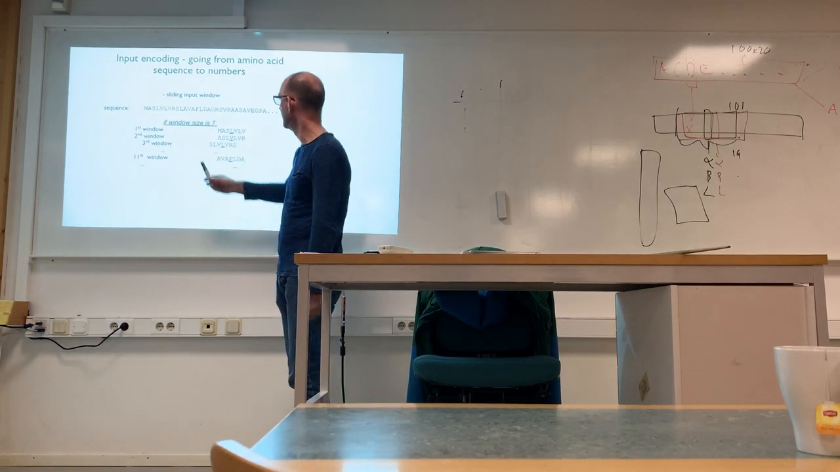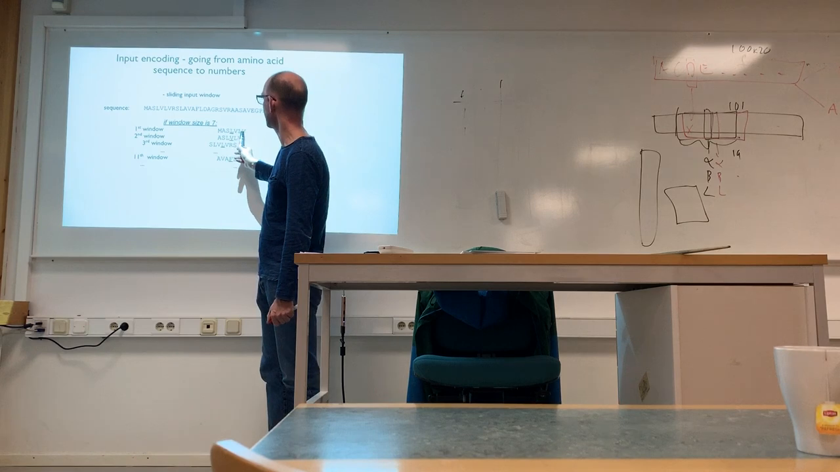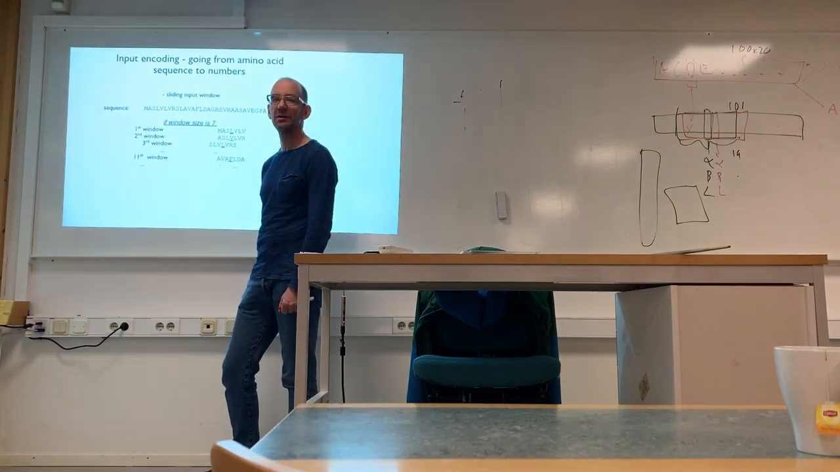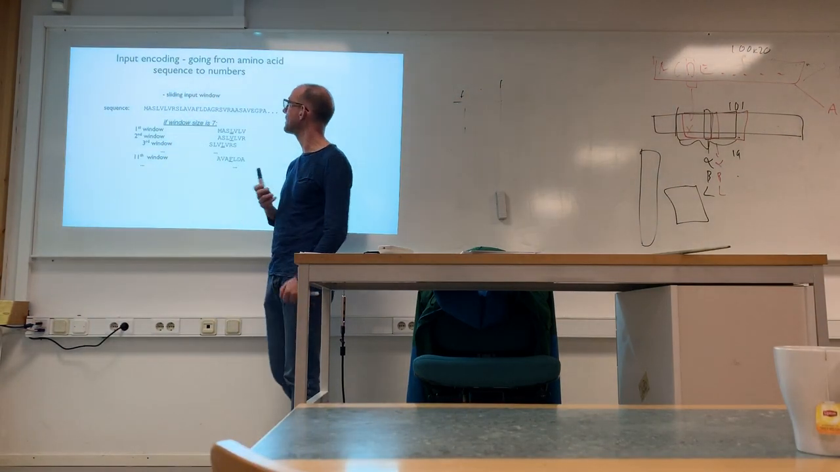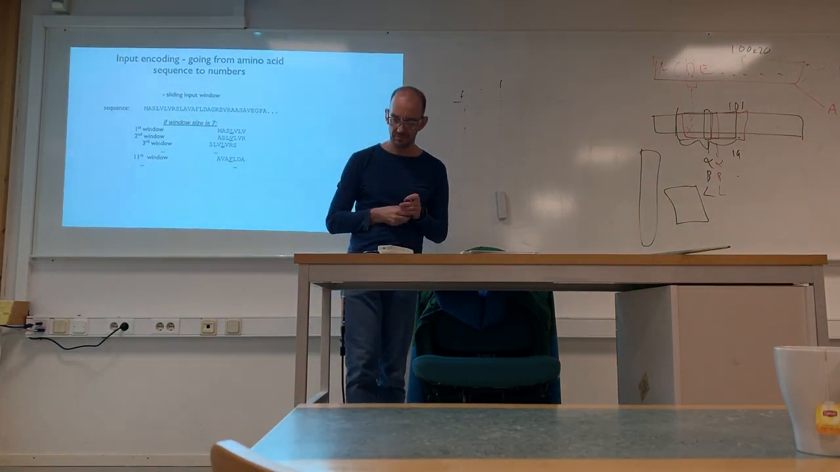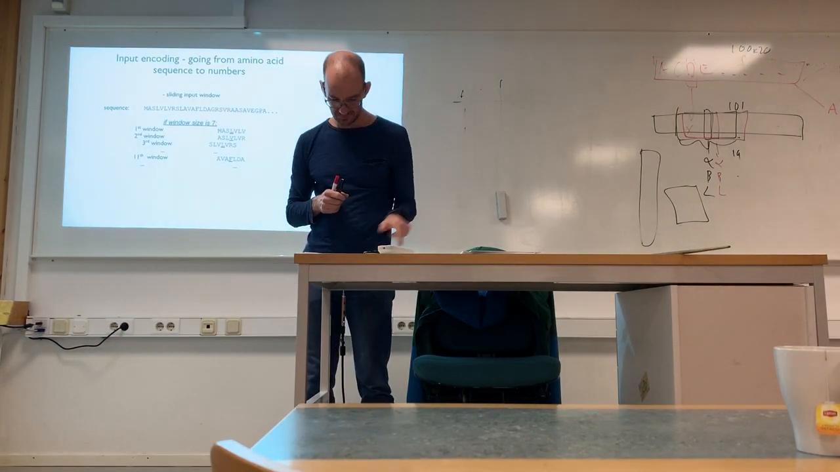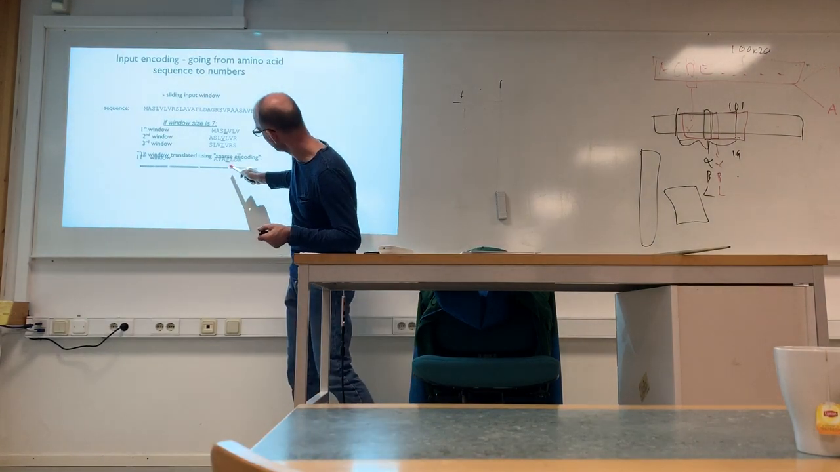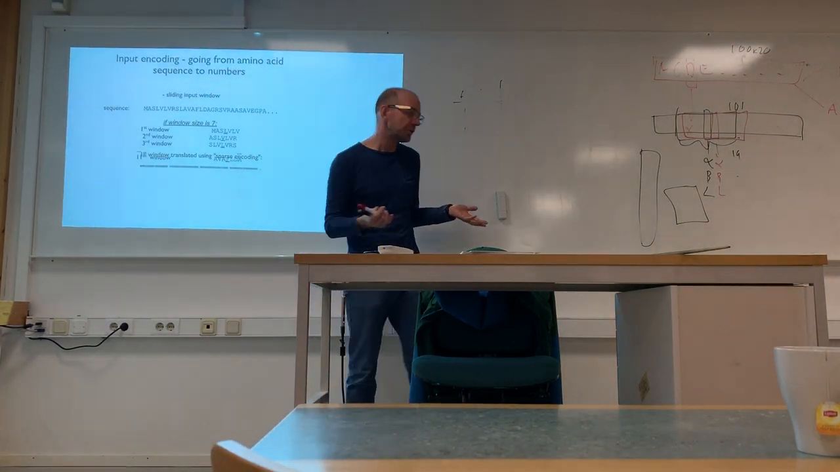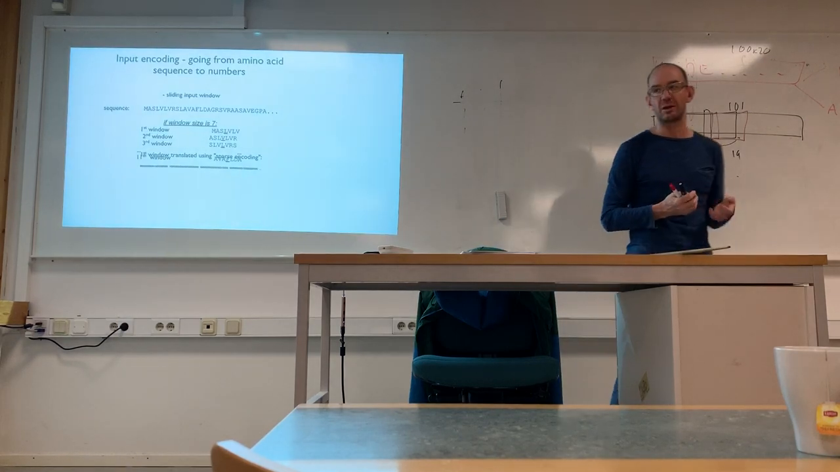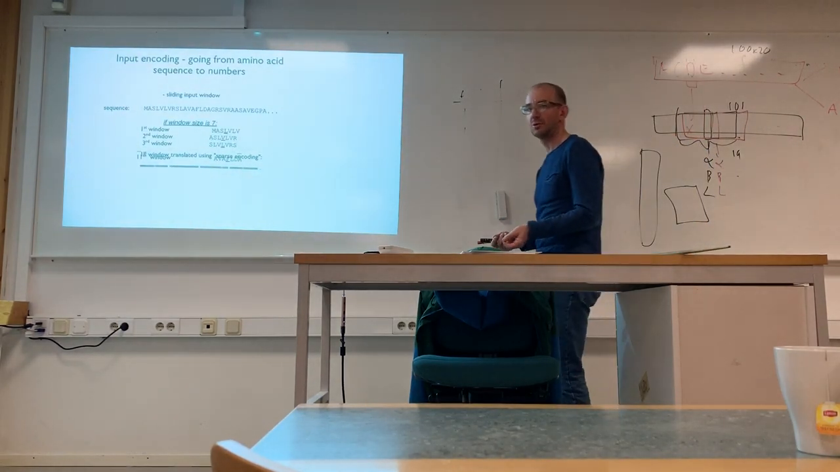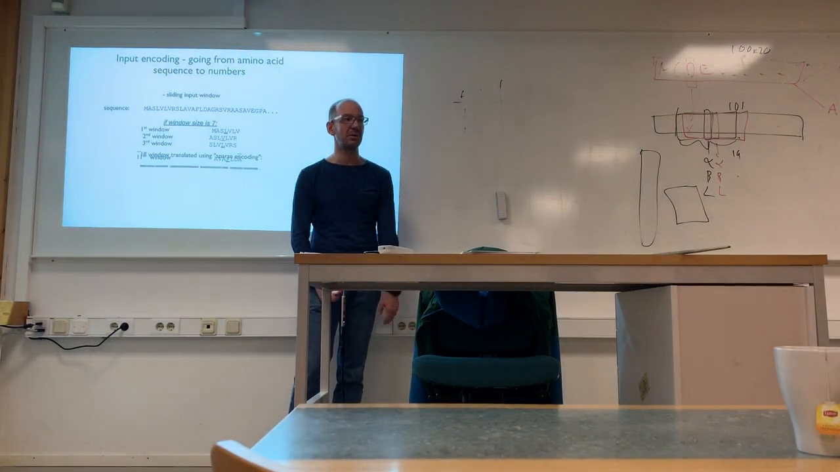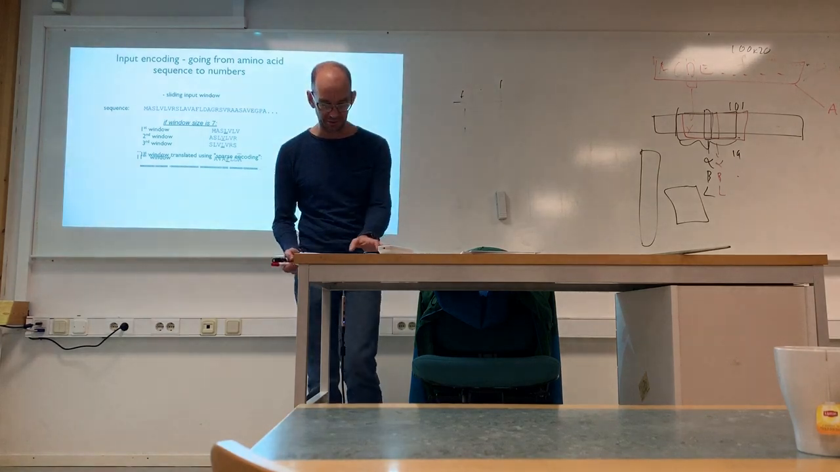So basically, if you have window size 7, you start with MAS LBL. The next one is AS LBL, and so on, and you will see one over there. You get lots of these long strings. But the good thing about it is you get many more training examples. So instead of having one training example for each sequence, you have 100. You have one for each residue. So it increases the amount of training data, which is good because you want to have a lot of training data.